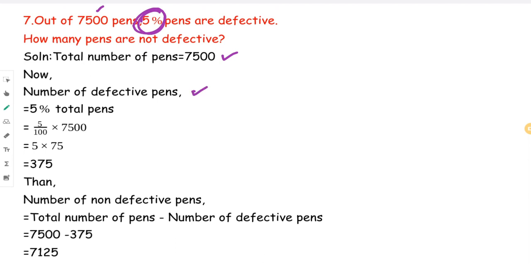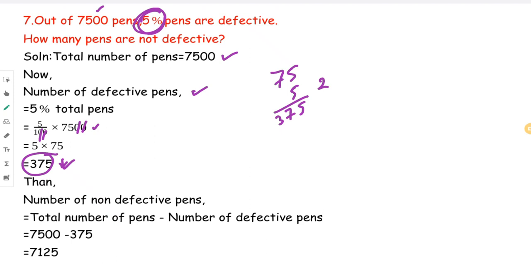5% means simply 5 by 100, right? So now the total number of pens is how much? 7,500. Let's start division. 0 0 0 0. So I'll be left with 5 into 75. So let's find out 5 by 25, 5 35, 36, 37. So now we know that this many pens are defective.